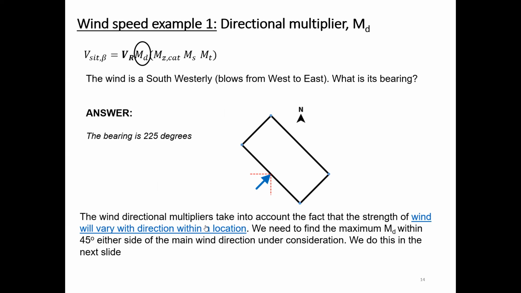The wind directional multipliers take into account the fact that the strength of wind will vary with direction within a location. We need to find the maximum MD within 45 degrees either side of the main wind direction under consideration. We do this in the next slide.